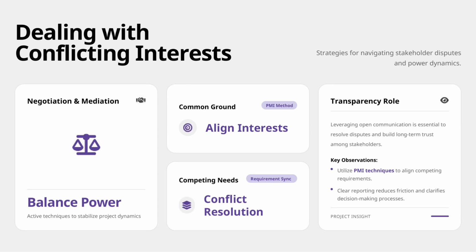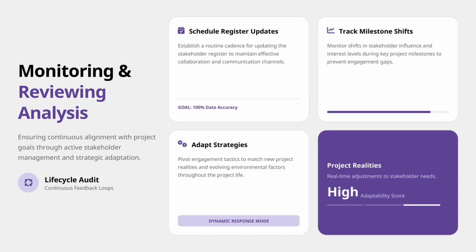may have competing needs. Monitoring and reviewing analysis is about maintaining continuous alignment through scheduled updates, milestone tracking, and adaptive tactics. This slide recommends a lifecycle audit and dynamic response mode, so the stakeholder register stays accurate, strategies evolve with project realities, and teams can react quickly to emerging shifts in influence or interest.